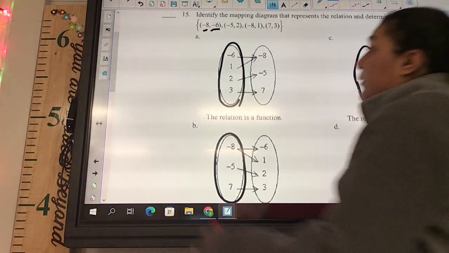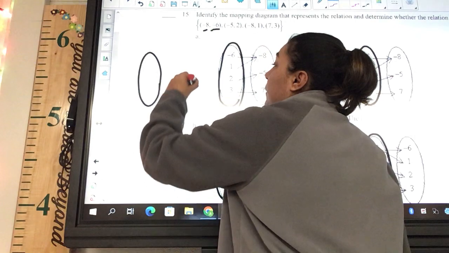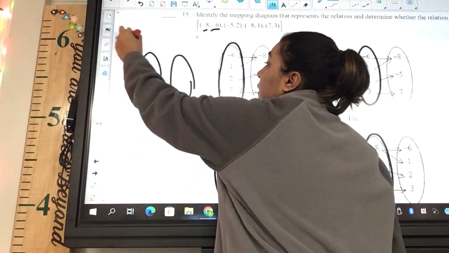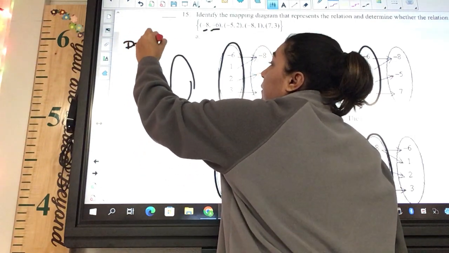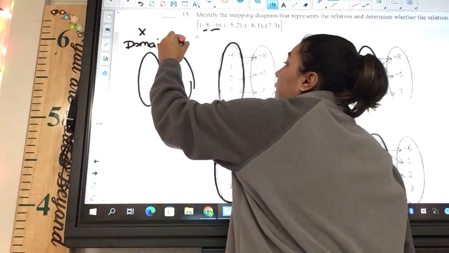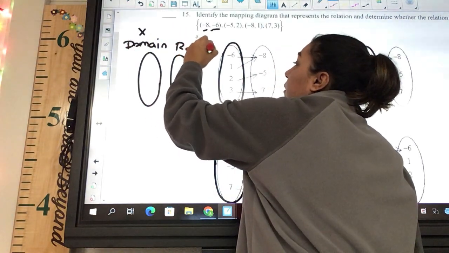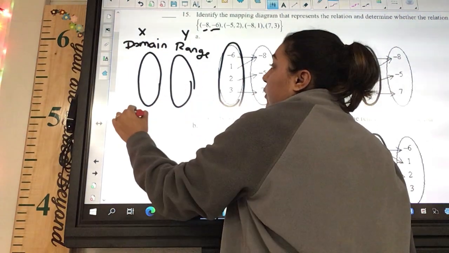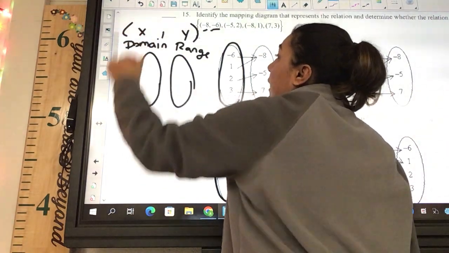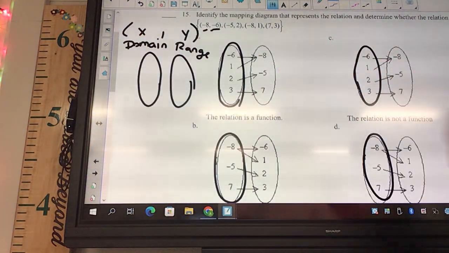Yeah, okay? So if you need some notes on your thing, this is the domain, which is the x, and this is the range, which is the y. And coordinates go like x, comma, y. So, which one of these can you eliminate?